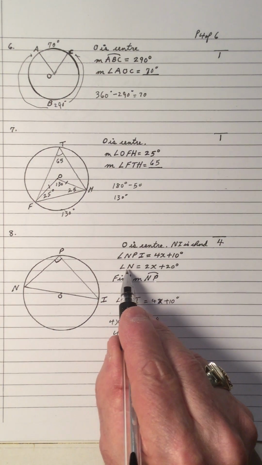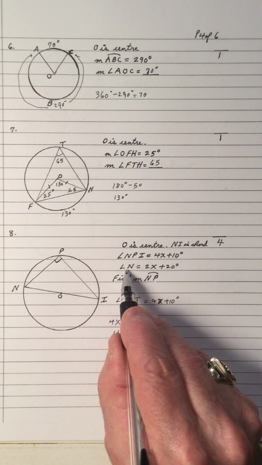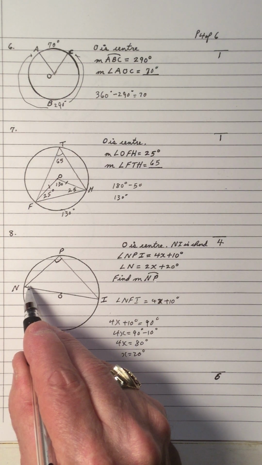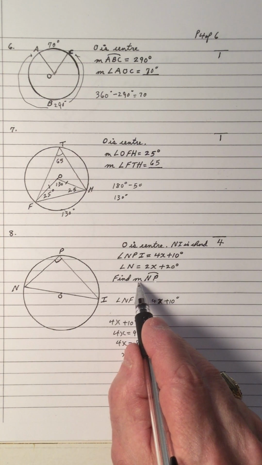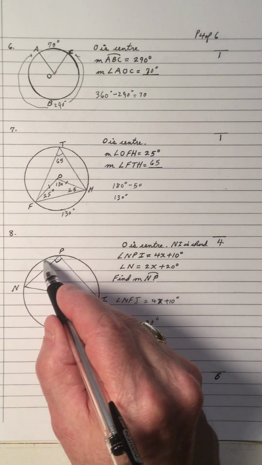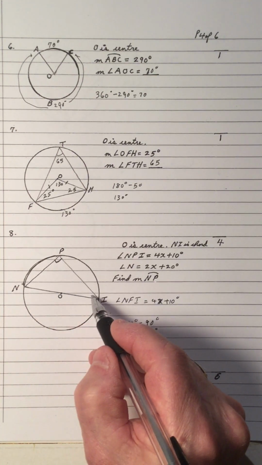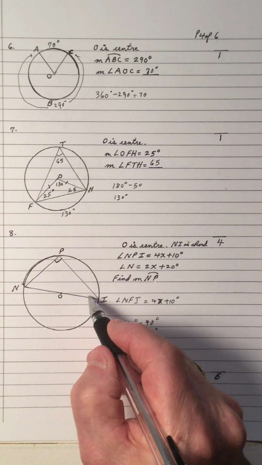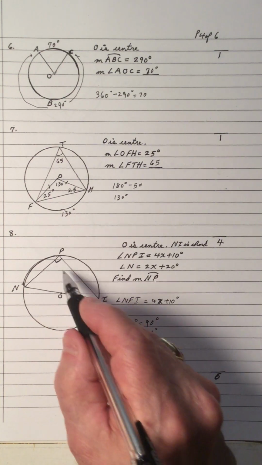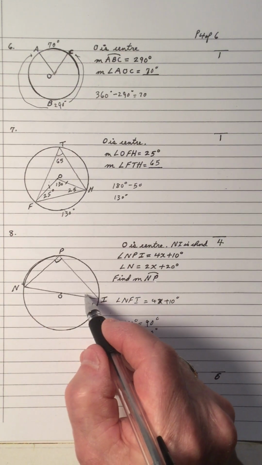Now, we have x. We're given that angle N, which is this angle, is 2x plus 20. We want to find what the arc NP is. The arc NP is this arc here. So to get this arc, I need to get this angle, because this inscribed angle here at I is half of this arc.